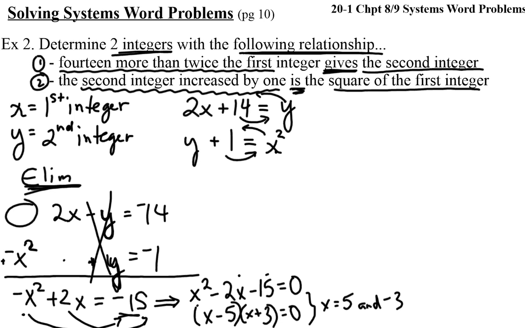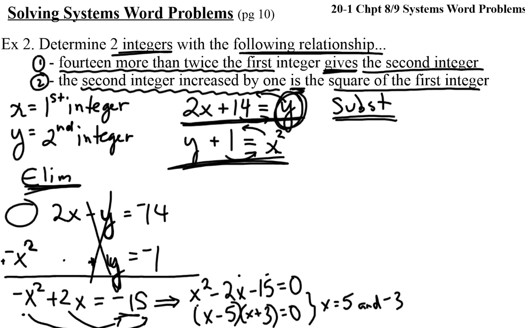So there you go. That's the elimination. I'm going to leave it at that for a second because the second way is we could do substitution. Substitution should give us the same x values. Well, if I want to substitute, I need one of my variables to be isolated. Well, look at this. Y is already isolated. So that expression for y could go in for y in my second equation there. So in this second equation, I would have 2x plus 14 plus 1 equals x squared.